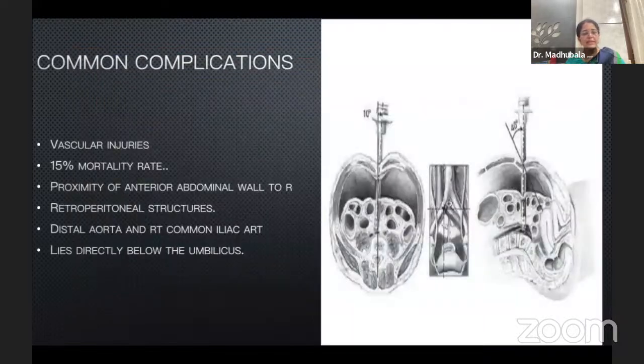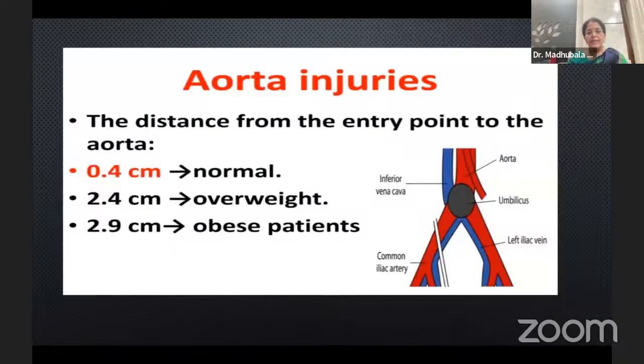So the vascular injuries can cause 15% of mortality. And why we are worried is because of the proximity of the anterior abdominal wall to the retroperitoneal structures. The distal aorta and the right common iliac artery lie directly below the umbilicus, so we should not injure them at any cost. So as we have seen, according to the BMI, the needle placement should be there.